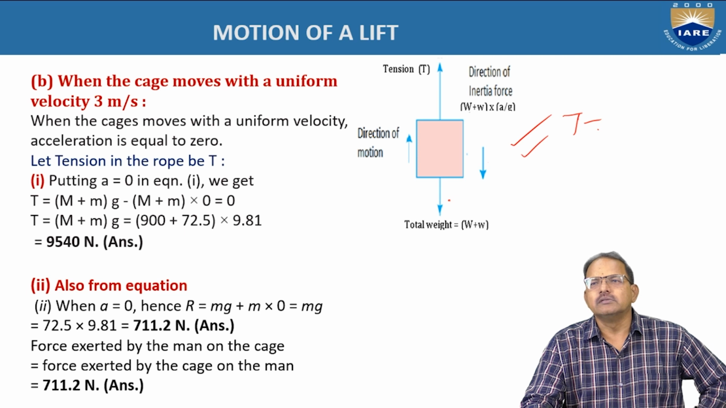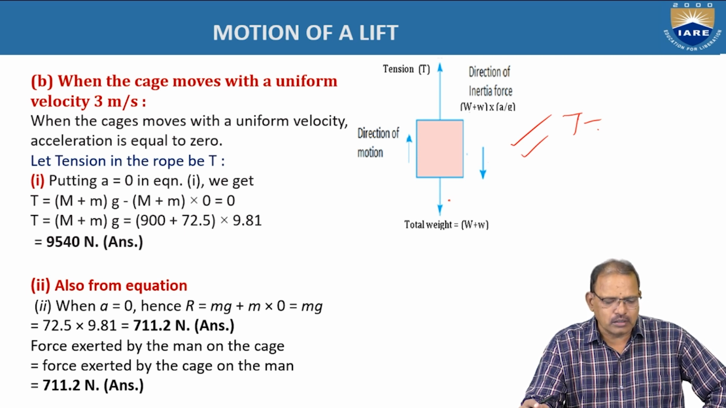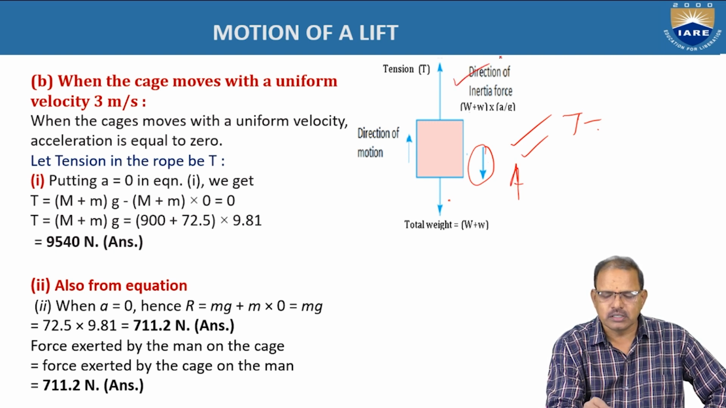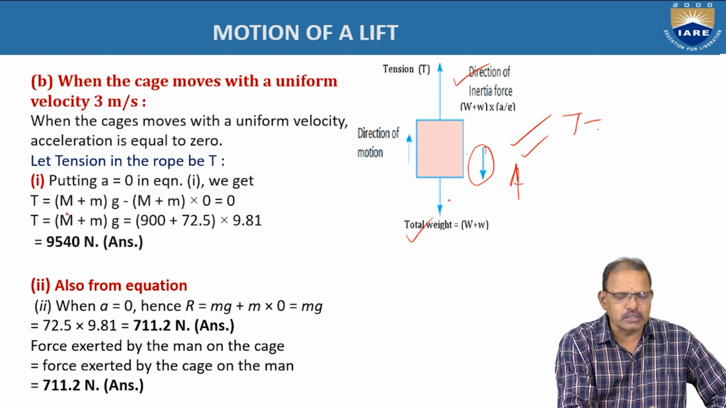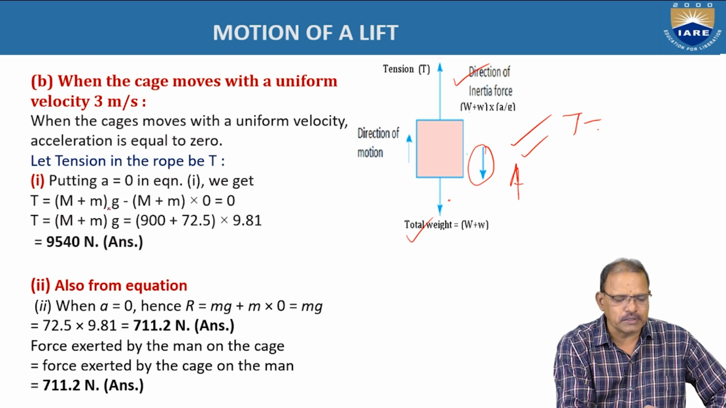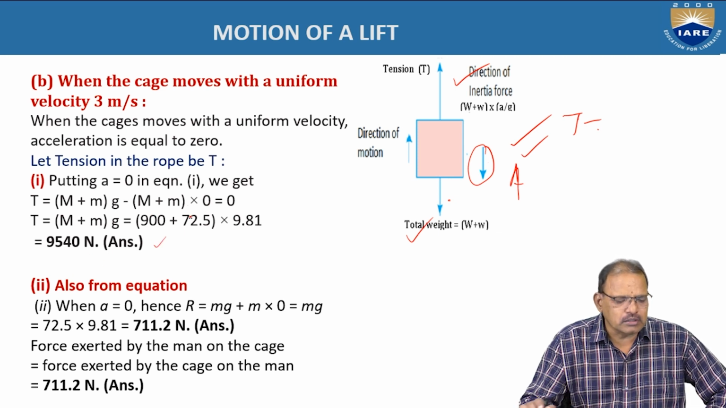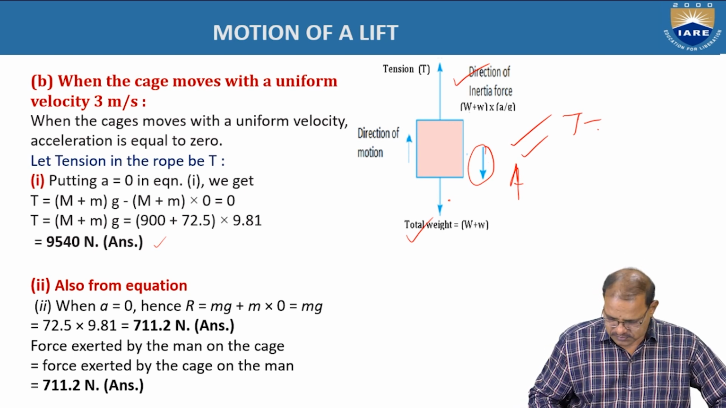When the body is moving in downward directions, the reaction forces and tension T are in upward directions, and weight is in downward directions. Putting these into the equation, we get T is equal to M plus m into g minus M plus m into 0, because a is equal to 0. We get tension equal to 9,540 newtons.